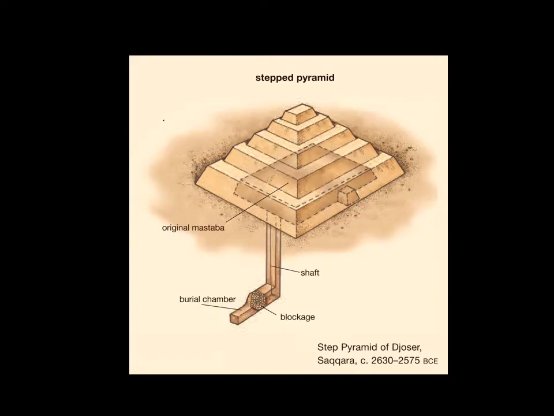Here you can see a sort of cutaway diagram of the step pyramid, the original mastaba underneath, and then the levels built up on top. You can see the burial shaft down below. This was a 92-foot deep burial shaft. And then the stone blockage. And I think there was something like a 50-ton stone that blocked in Dozier's body as a way of preserving it and also of preserving grave goods.